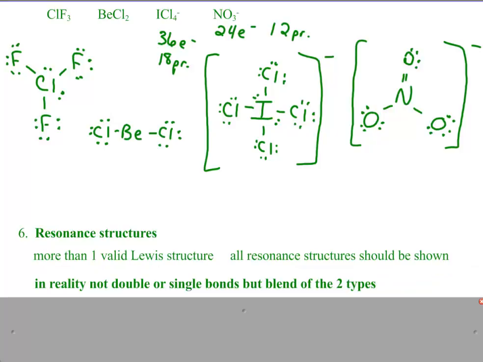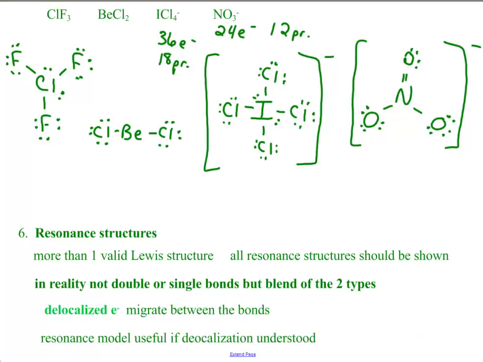In reality, we really don't have multiple ways that we draw these structures. We don't have double bonds or single bonds in our resonance structures. What we have is a blend of double and single bonds because those electrons actually move. The fact that these electrons in the multiple bonds move is referred to as delocalized electrons, and they can migrate between the bonds that are involved in those resonance structures. And the resonance model is useful if we want to understand delocalizing and what electrons actually get delocalized.